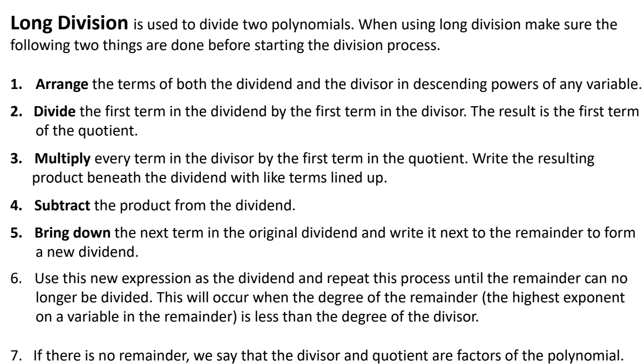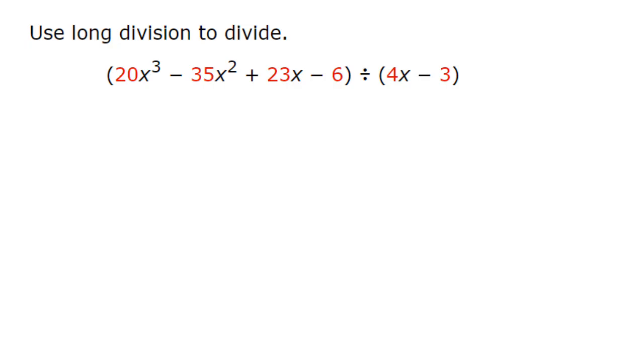It's for us to better understand the graph or to graph our polynomial. Also, the last number here, number 7, says that if there's no remainder, that means that our divisor that we used and our quotient are perfect factors of our long polynomial. Means those are going to be our zeros for our polynomial. Okay, so let's go ahead and get started just so you can see an example.